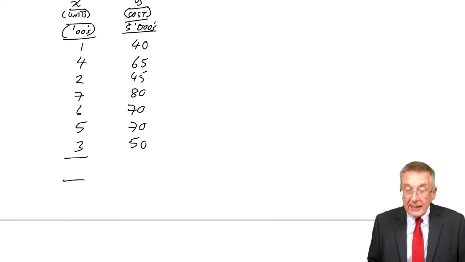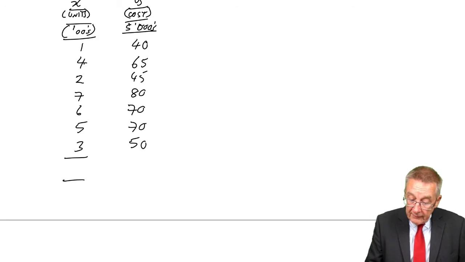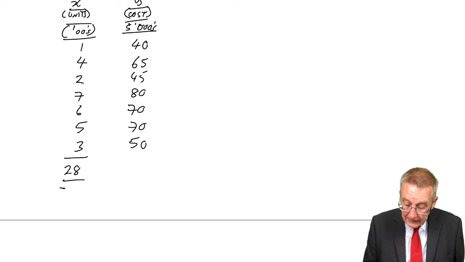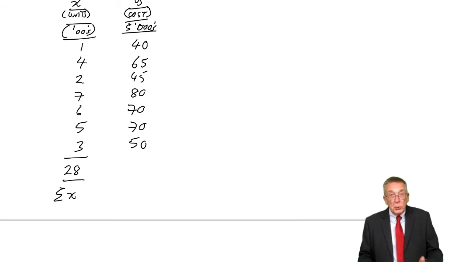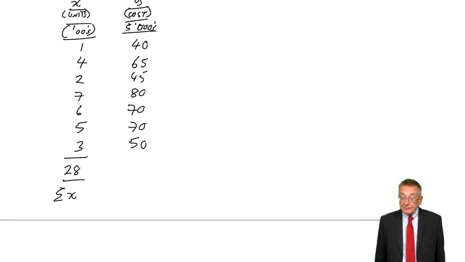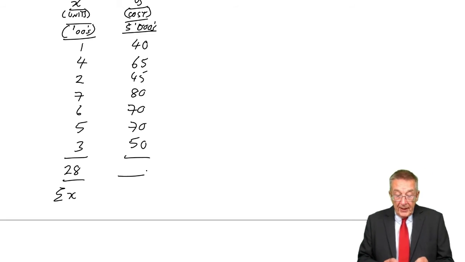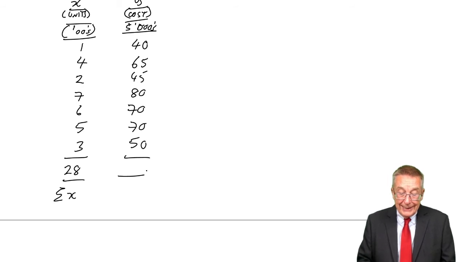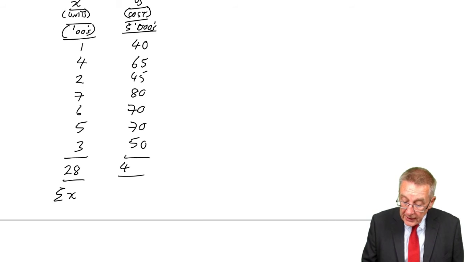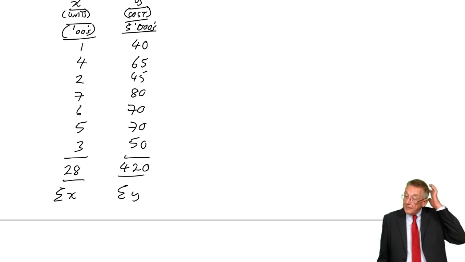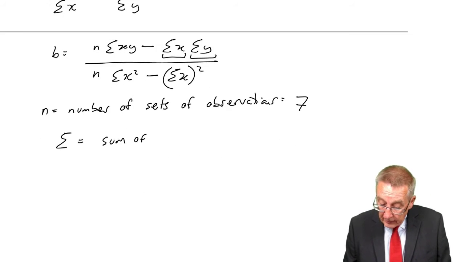Sigma x is the total of all the x's. Well, 1, 5, 7, 14, 20. I think it's 28. The total of the sum of all the x's. Sigma y is the total of all the y's. So 40 plus 65 plus 45 plus 80, 70, 70, 50. 420. No problem. So sigma, we just add them up. What else do I need for the formula?